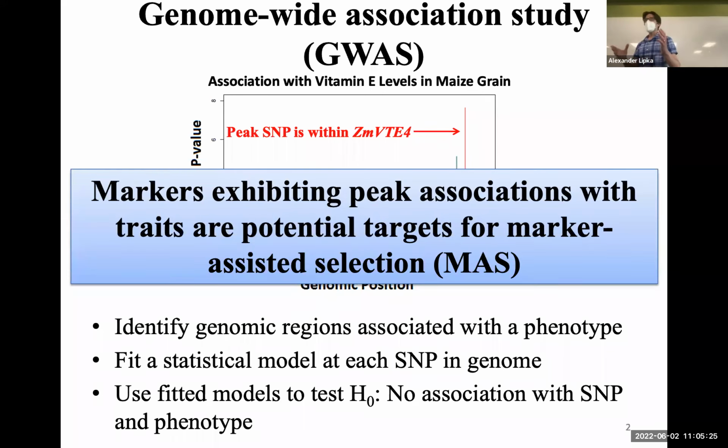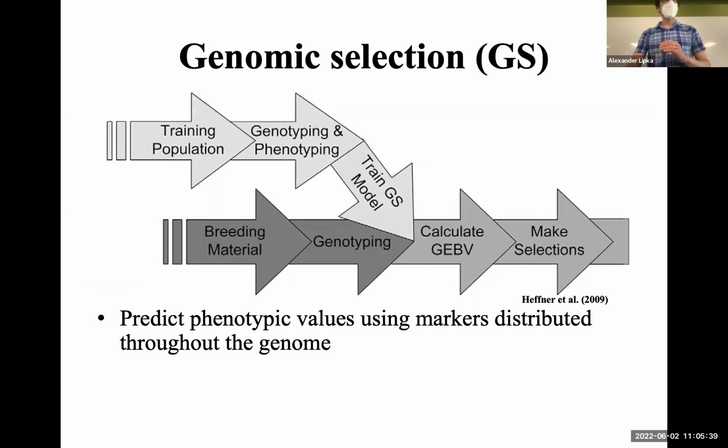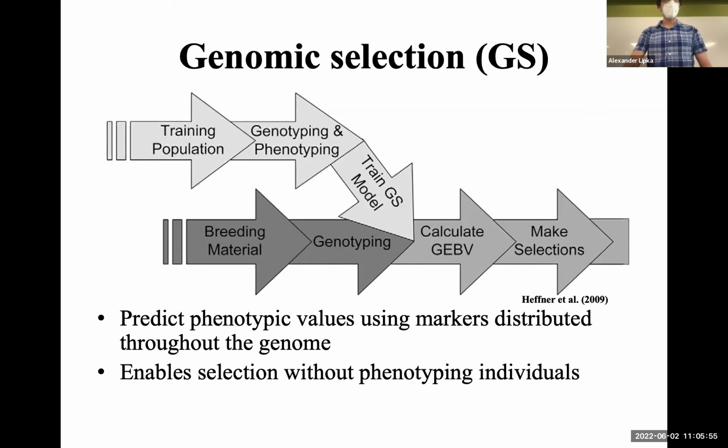So let's say that you wanted to incorporate GWAS results into breeding. You can use that peak association as a potential target for marker-assisted selection. Now, genomic selection, again, what we want to do is fit a model where our y variable is the trait and our x variable is a genome-wide set of markers in training material. And we use that to predict breeding values using markers distributed throughout the genome.